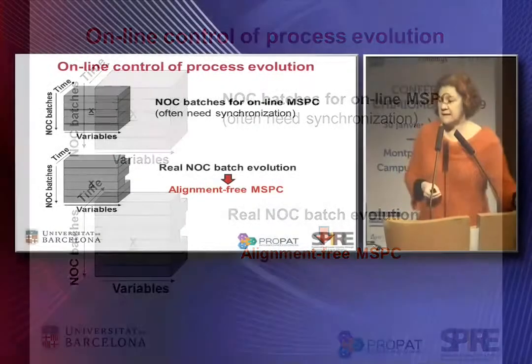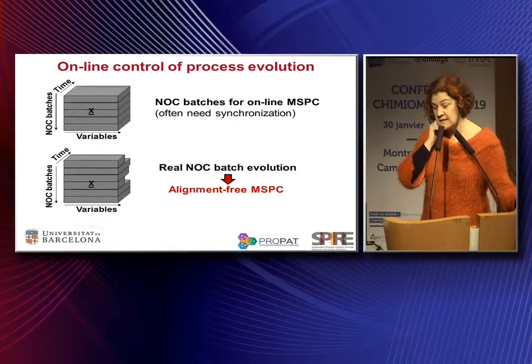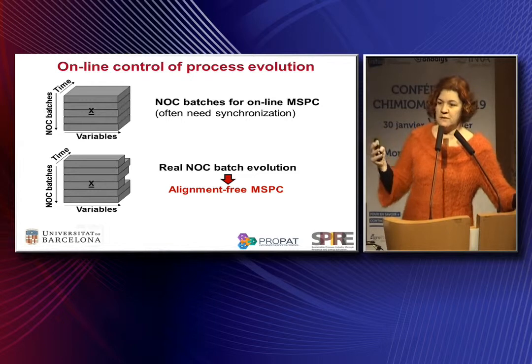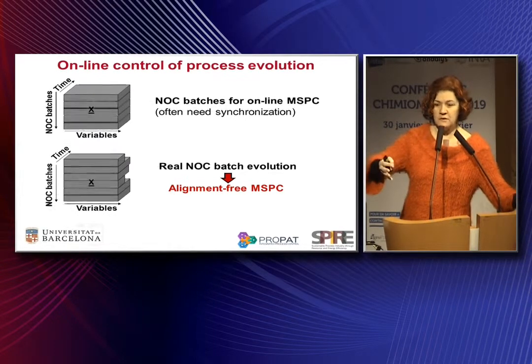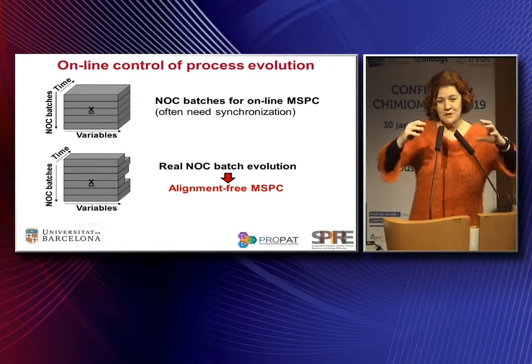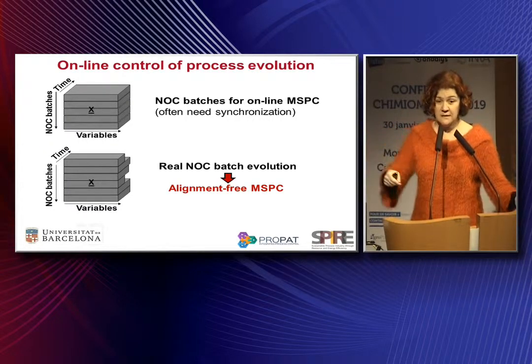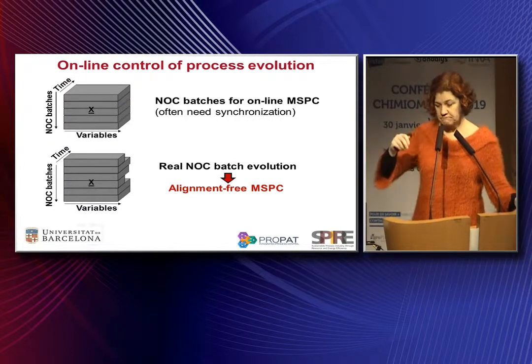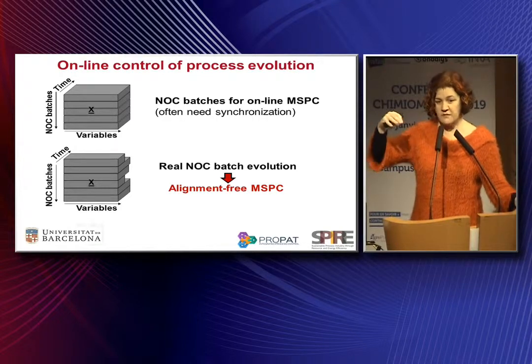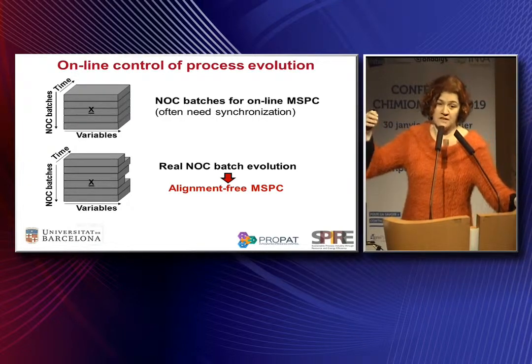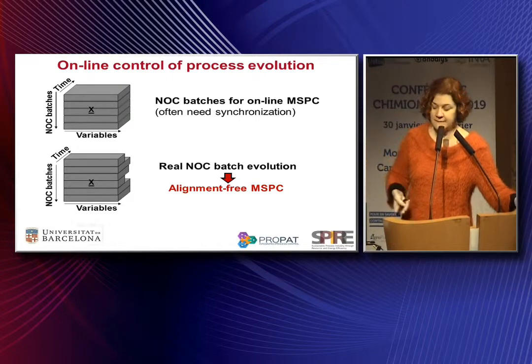Then another aspect that I wanted to mention in this context is how we can control the process evolution, because the example that I showed you before was about finding an endpoint. So in this case, we were just making a modeling, taking measurements connected to the endpoint, and we were seeing when we were reaching this stage. But very often we want to know whether our process is evolving in the right direction, because if it is not, then we can try to correct for that.